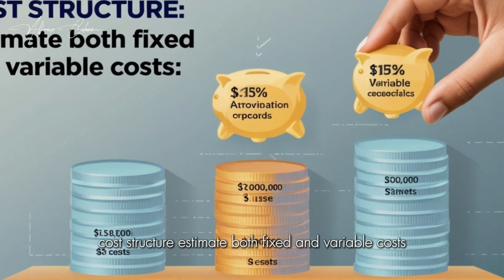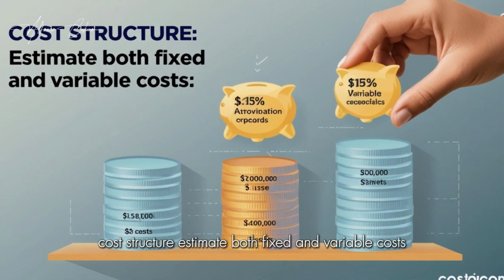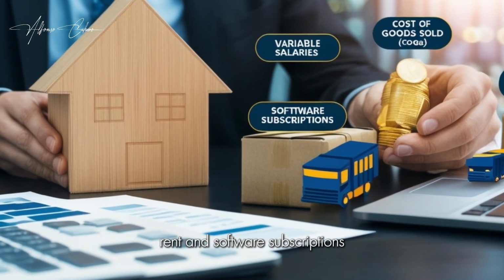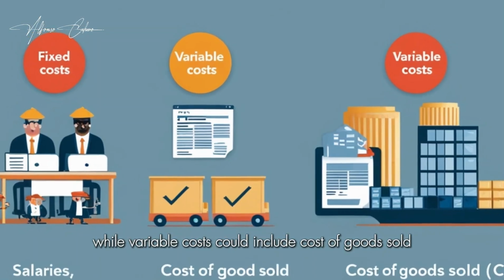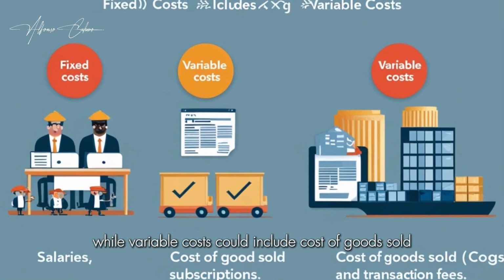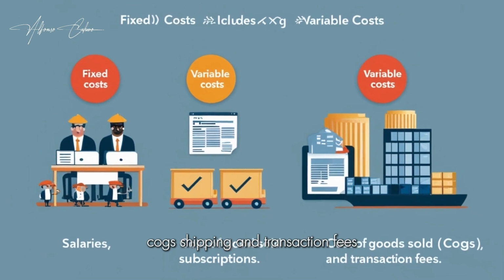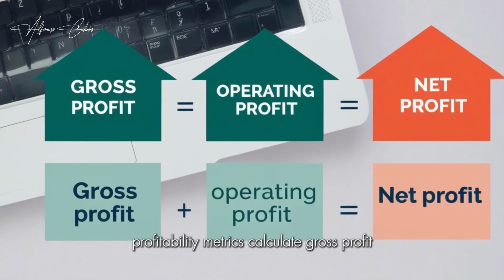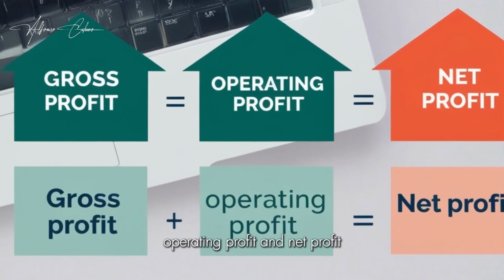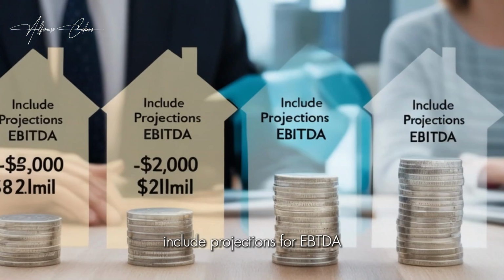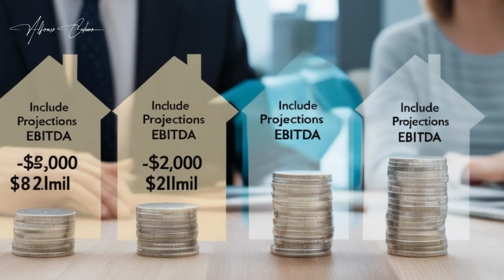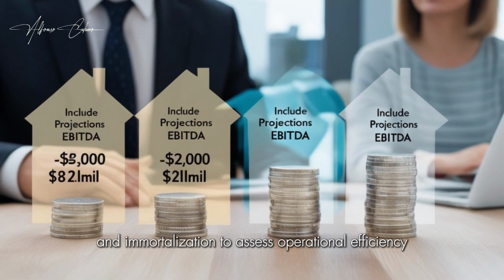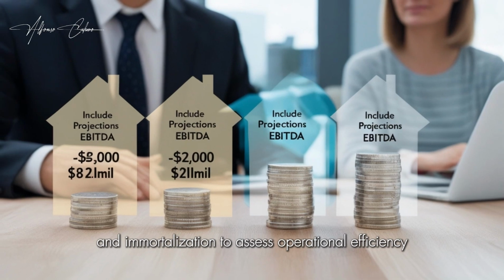Cost structure. Estimate both fixed and variable costs. Fixed costs may include salaries, rent, and software subscriptions, while variable costs could include cost of goods sold, COGS, shipping, and transaction fees. Profitability metrics. Calculate gross profit, operating profit, and net profit. Include projections for EBITDA, earnings before interest, taxes, depreciation, and amortization, to assess operational efficiency.